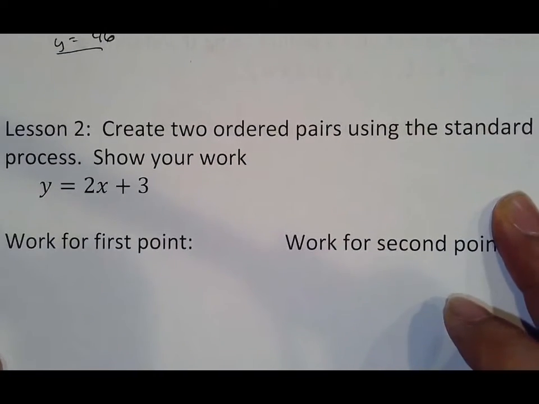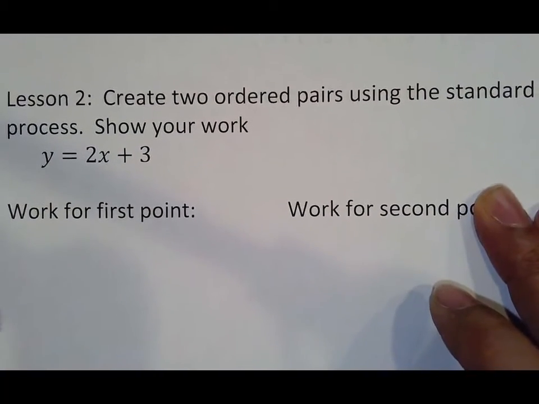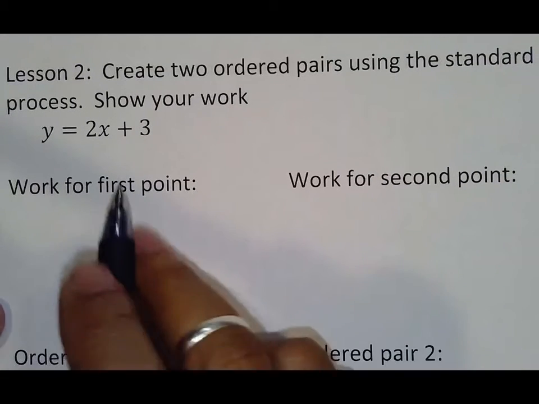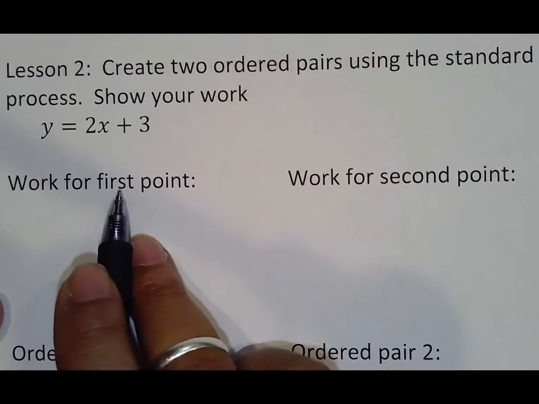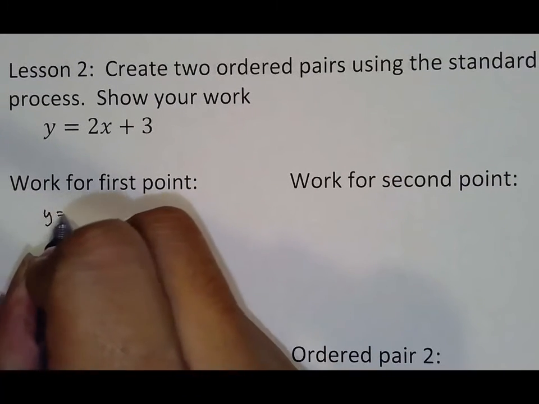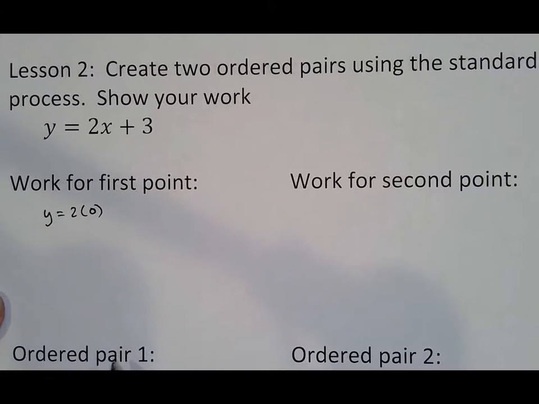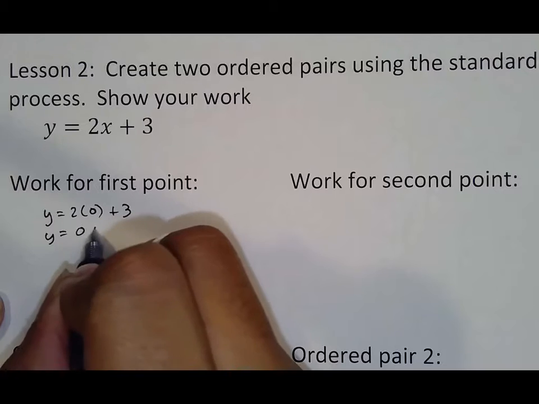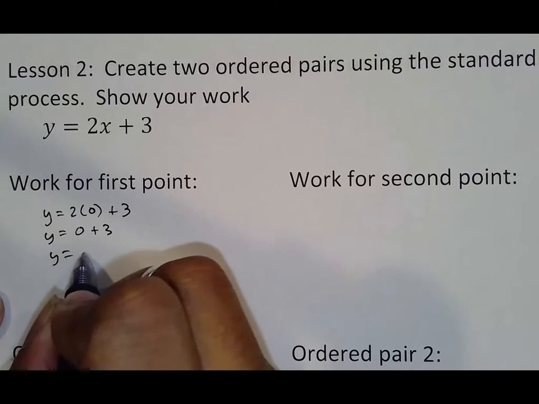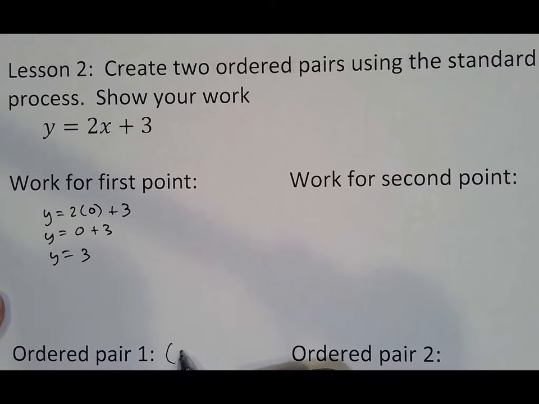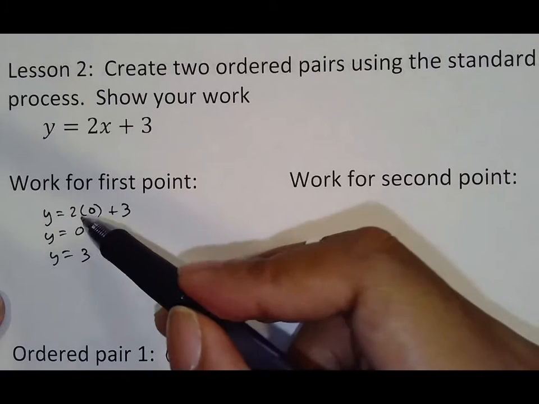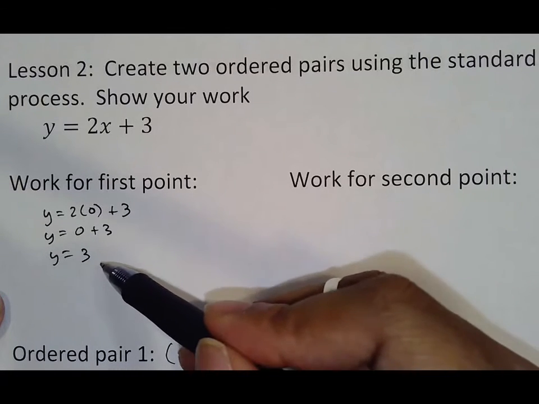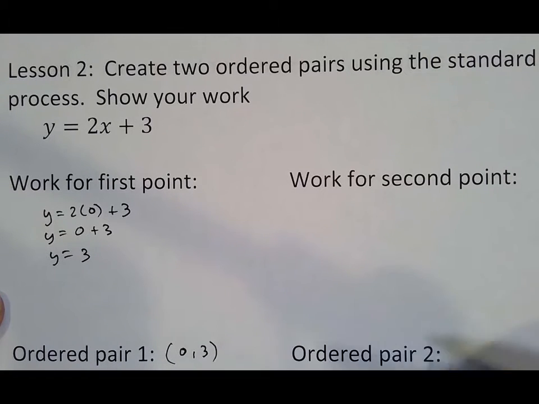Second thing we did was we created 2 ordered pairs using the standard process, which was taking this problem here and working out using the 2 points. So we did 2 times 0, because remember the first point you wanted to check was 0, which became 0 plus 3, or 3, and your first ordered pair was 0 comma 3, because again we used x equals 0, we got y equals 3. That was our first one.